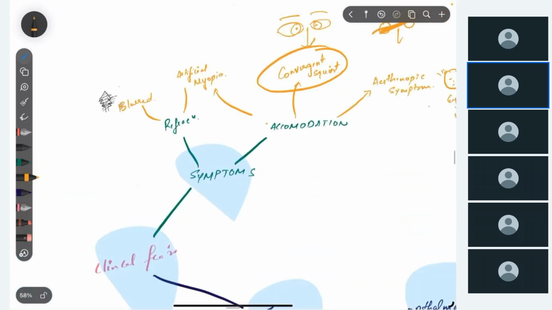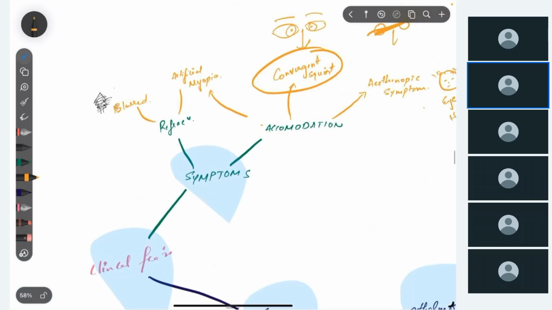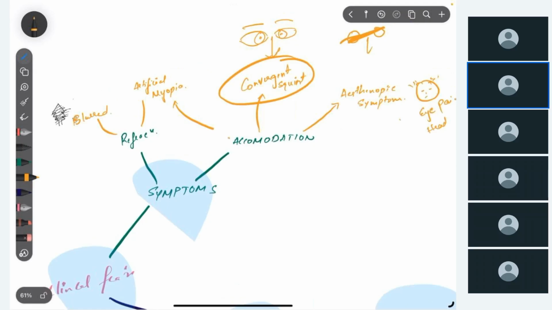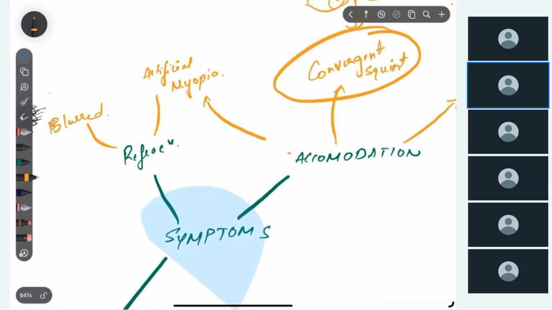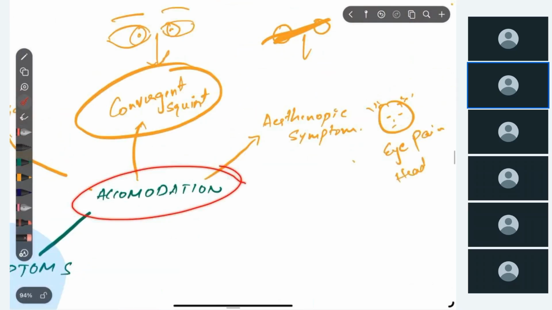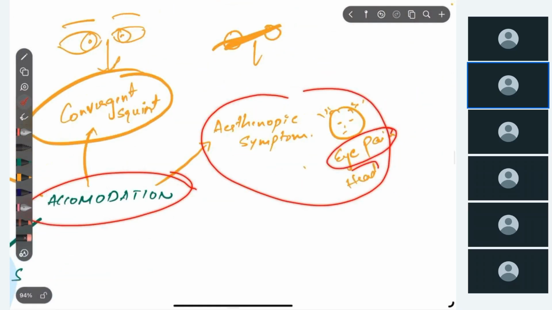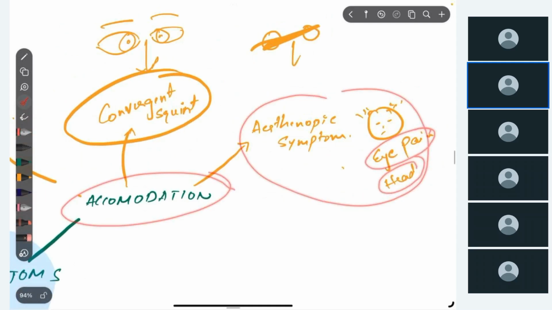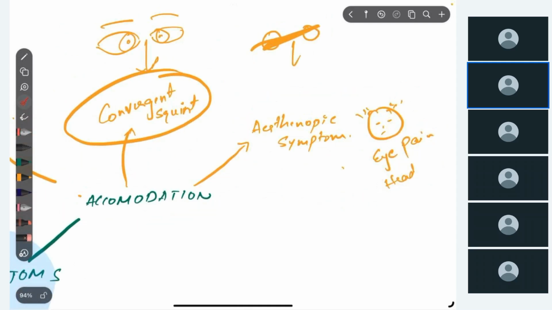Did you understand? Symptoms because of refractive error, symptoms because of excessive accommodation. Because of refraction, the patient will have blurred vision. Because of too much accommodation, the patient will have asthenopic symptoms. That is, he will have eye pain, head pain, and all. And because the accommodation is taking place too much, the person's eyeballs will move towards his nose. You will see that the person will appear as if he has squint. That is esotropia, convergent squint.